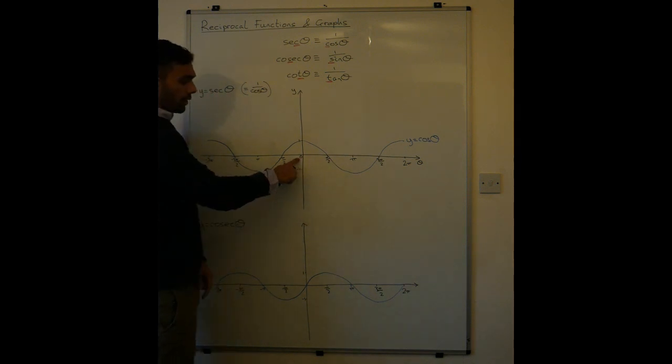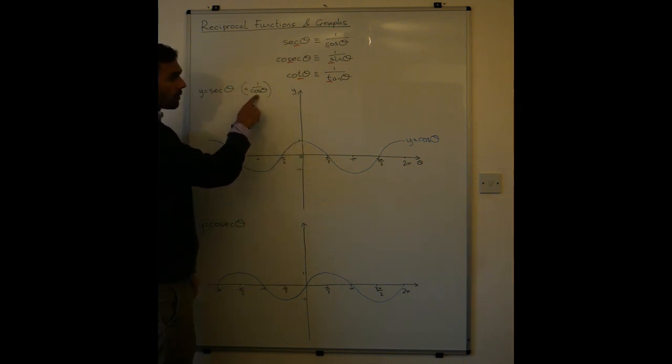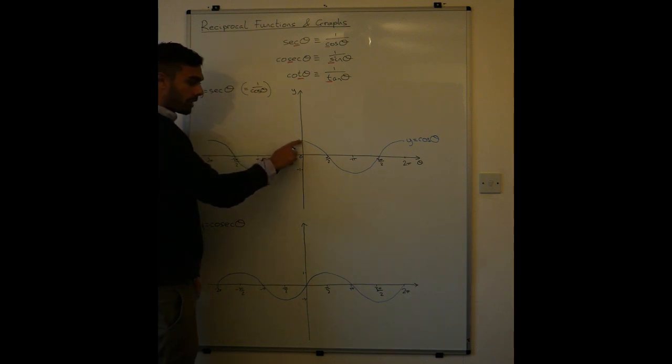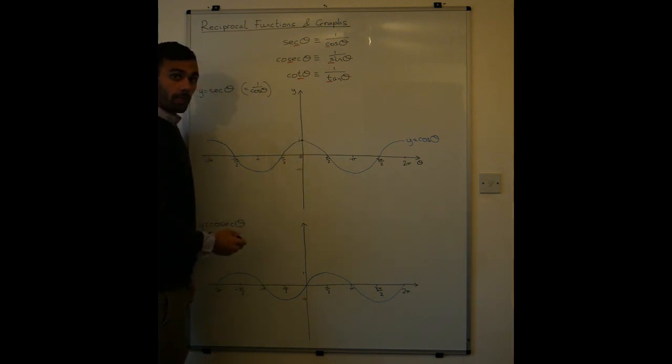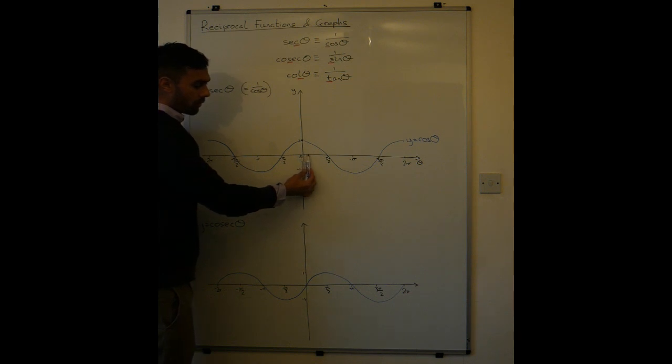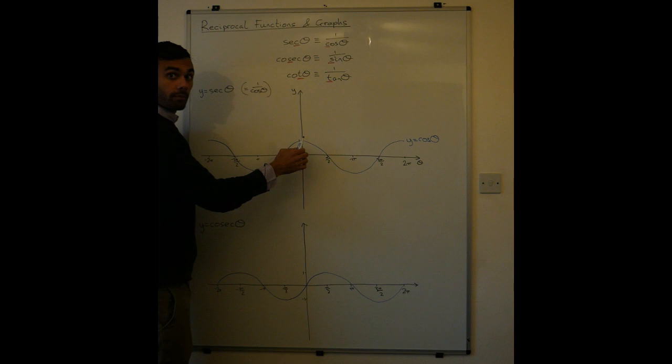Right. At 0, cos is 1. Sec is 1 over cos. So it's going to be 1 divided by 1, which means sec is going to be 1 here. And then as you move along to pi over 2, cos theta gets closer and closer to 0, which means sec, which is 1 over cos, is going to get bigger and bigger.